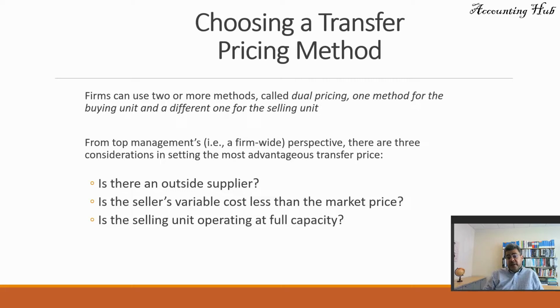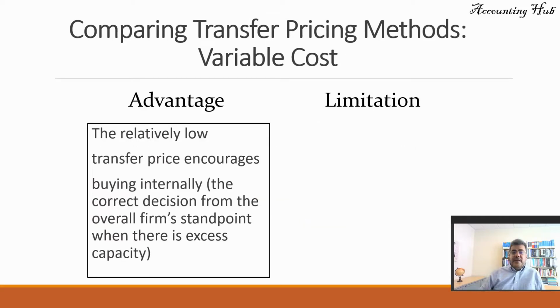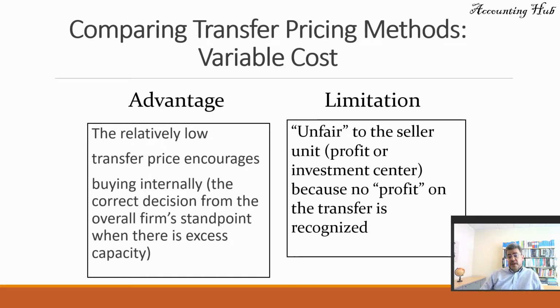Is there an outside supplier? If yes, we can compare it with a market price. If no, is the seller's variable cost less than the market price? Is the selling unit operating at full capacity? And so on. So here are some advantages and limitations of the 4 methods. Advantage: a relatively low transfer price, so buying internally is the correct decision from the overall firm's standpoint. Limitation: unfair to the seller unit because the price will not cover their fixed costs.